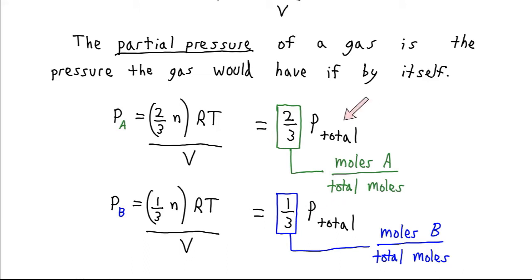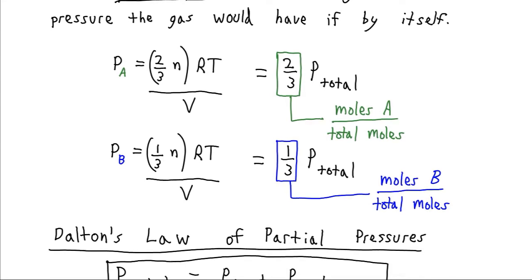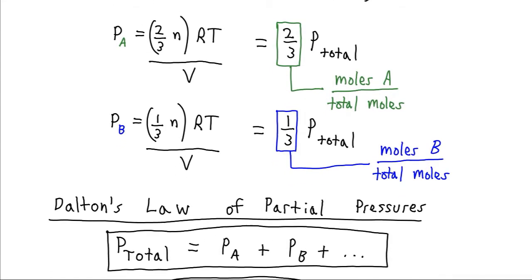So if we add this pressure to this pressure, we should get back the total pressure inside the chamber, the pressure that we would have calculated if we just took all the molecules in, multiplied by R and T, and divided by V. So this leads us to a useful conclusion called Dalton's law of partial pressures. Now we're going to state it in two ways. We are going to state it in the way that we came up with, that the pressures all added together give us the total pressure.